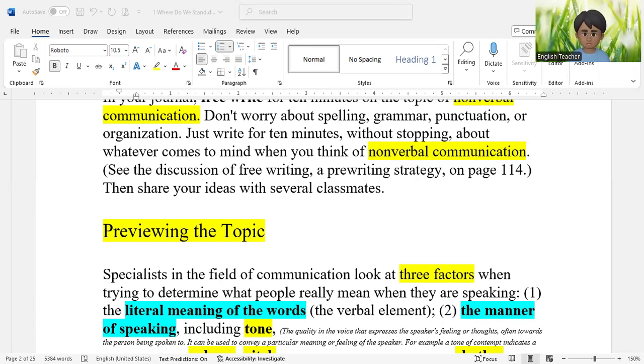Now you answer this question. Write the second question. What are pre-reading activities? Question mark. Second part. Give some examples of common pre-reading activities.